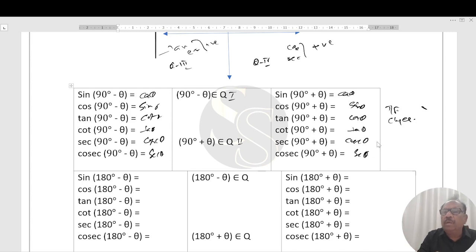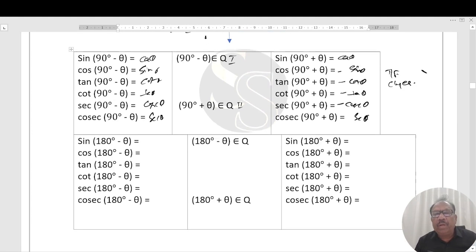Now put the sign according to the quadrant. In the second quadrant, sine and cosec positive, all others negative. So this will come out to be negative sign, this will come out to be negative sign, this will come out to be negative sign, this will come out to be negative sign. In case of 90 plus minus theta, trigonometric function changes as explained.